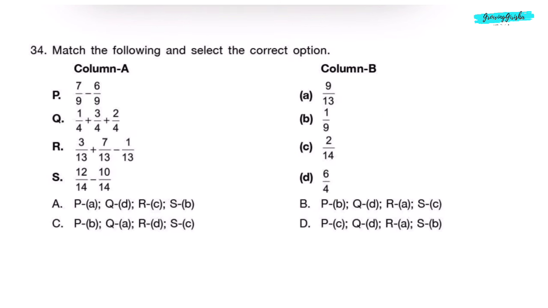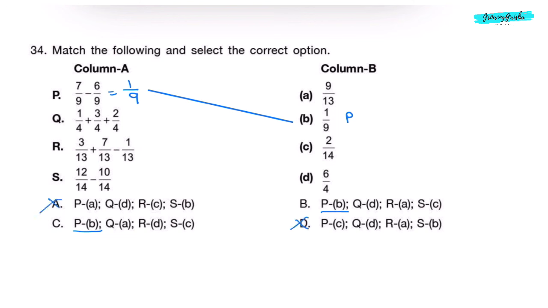Question 34. Match the following and select the correct option. In column A, P, 7 upon 9 minus 6 upon 9. Denominators are same, so we can directly subtract the numerators. 7 minus 6 is 1, so it will be 1 upon 9. Now, 1 upon 9 is in B. This is B. P is equal to B. It is in option C and option B. A and D are not the answers.